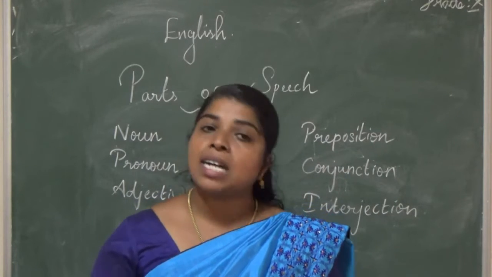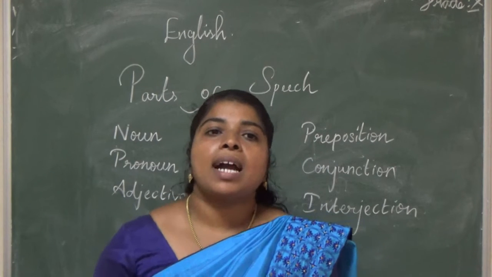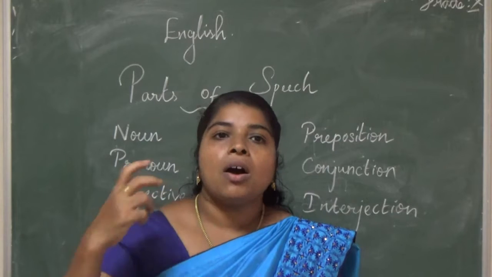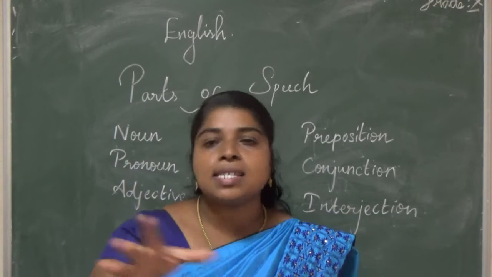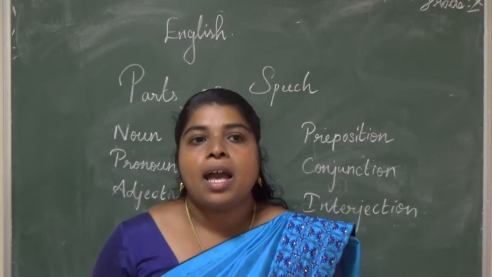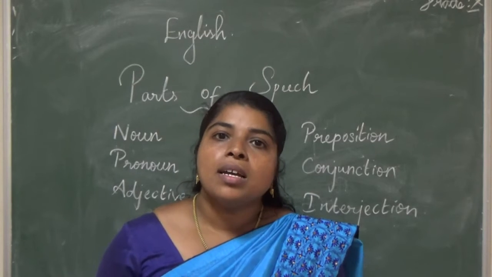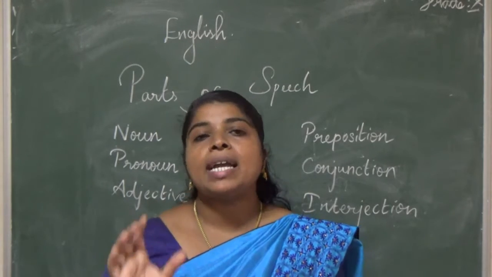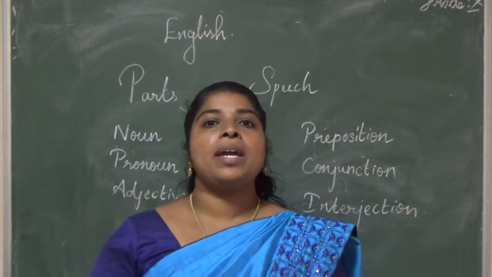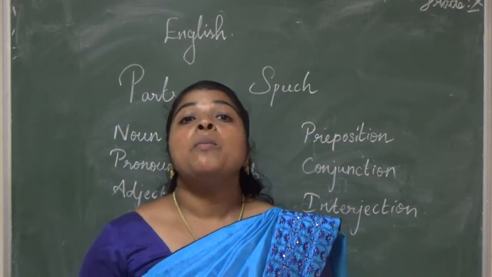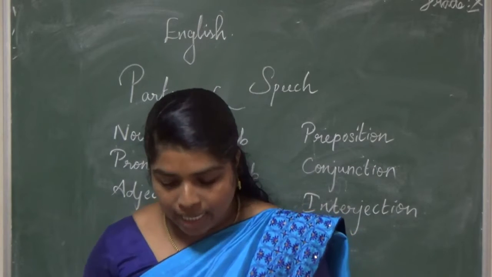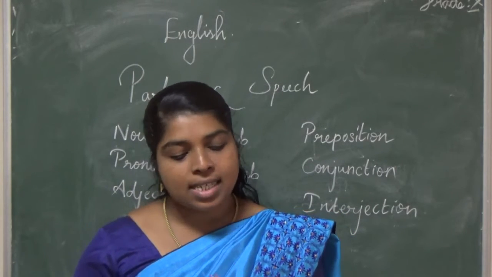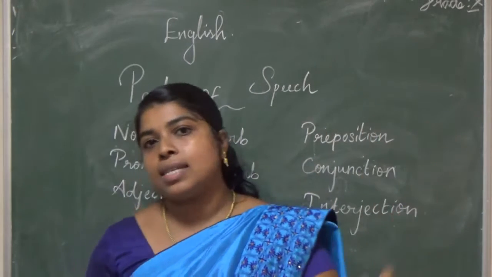Then next is conjunction. Conjunction is a connecting word. This connecting word will connect words, two sentences, clauses or phrases. That is conjunction. And interjection is an exclamatory word. Now I will explain with one example, which will make you understand very easily. With one example we will explain it in detail. So just keep in mind all these 8 parts of speech.